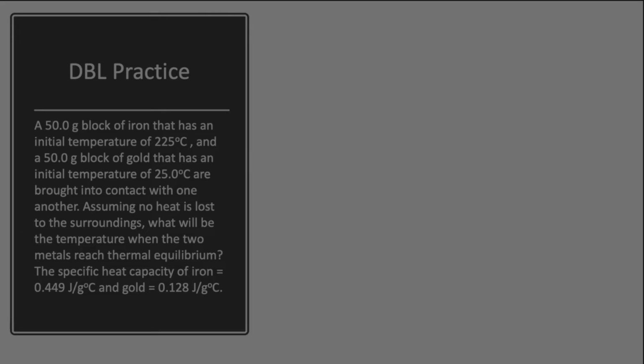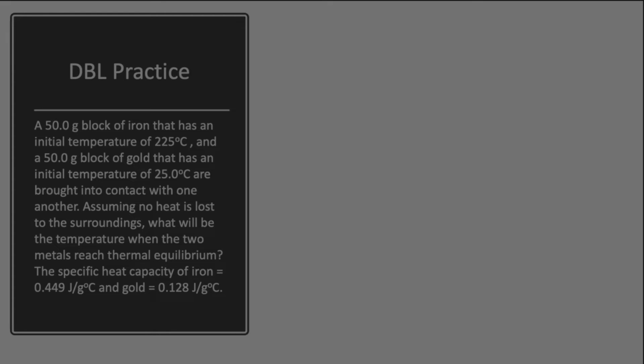Okay, the first one we've got is a 50-gram block of iron that has an initial temperature of 225 and a 50-gram block of gold that has an initial temperature of 25 degrees are brought into contact with one another. Assuming no heat is lost to the surroundings, what will be the temperature when the two metals reach thermal equilibrium? And then they give us the specific heat capacity for iron and for gold. Okay, so these are the things that I'm thinking here. We have hot iron, we have cold gold.